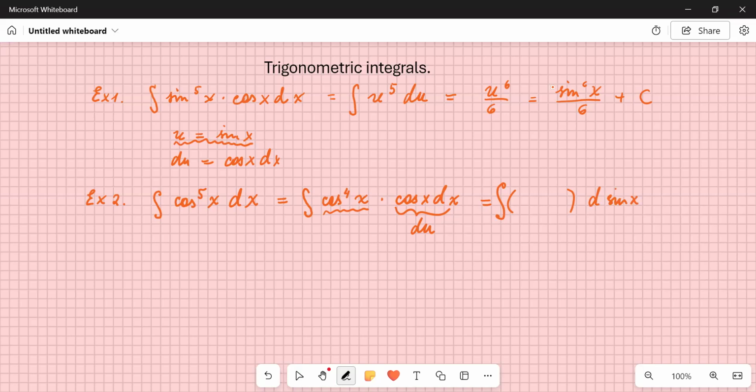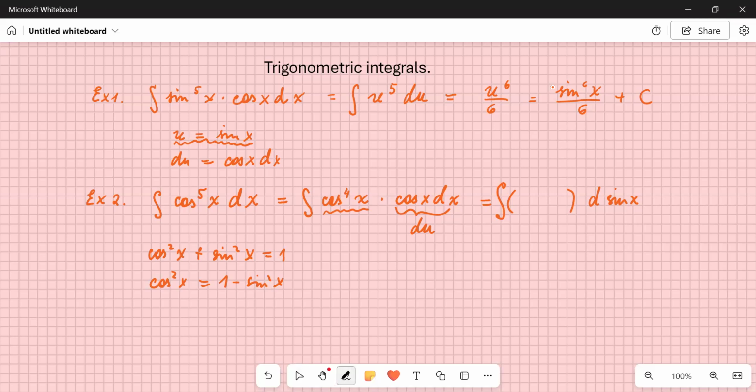Well, to integrate in terms of sine, we'll need to convert cosine to the power of 4 into sine. Oh, we can do this by using the Pythagorean identity. Let me remind you, cosine square of x plus sine square of x equals 1, which allows us to convert cosine square of x into 1 minus sine square of x, right? So whenever you deal with it, each cosine square can be converted into 1 minus sine square.